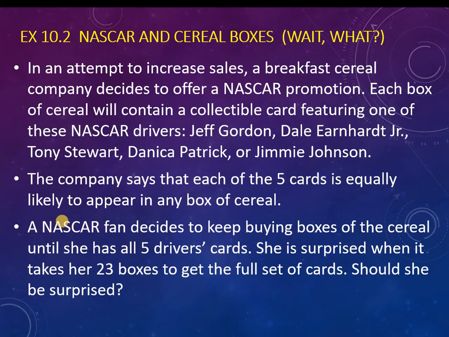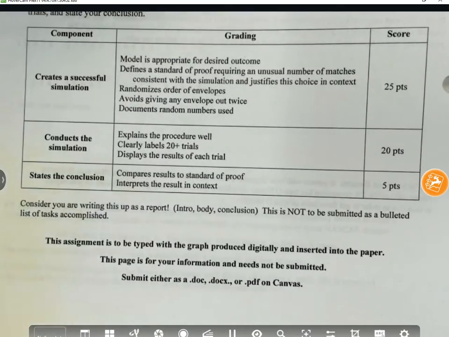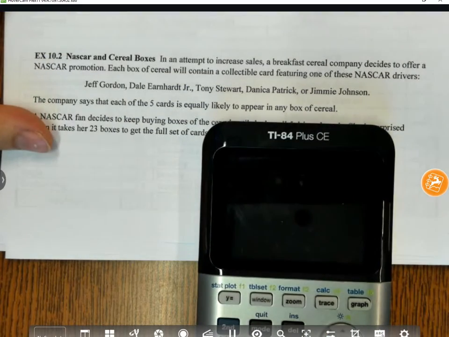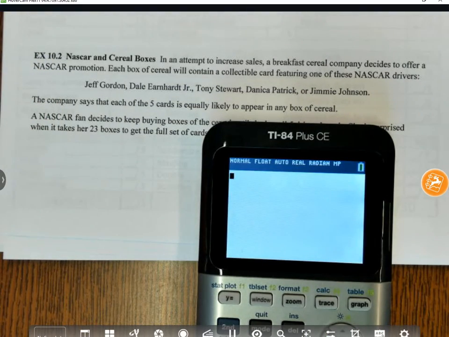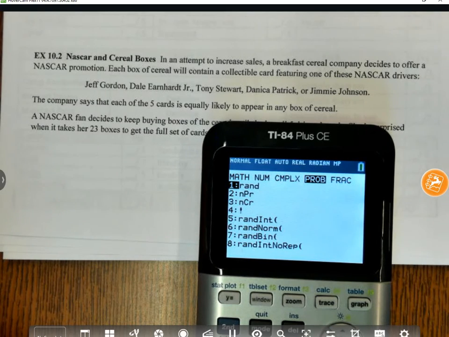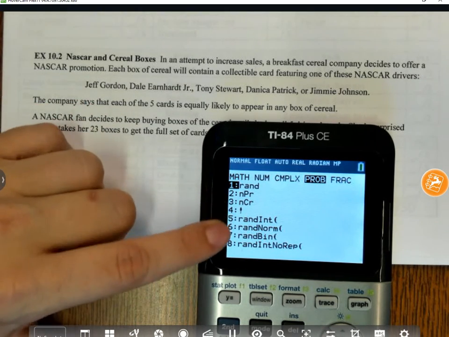How many folks do we have up here? 5. You can do this several different ways. If you're using your calculator, it is amazing. In your calculator, how do I get to my random number generator? Because we're going to have to use it no matter what. You're going to do math, prob, and then we've got these guys down here.